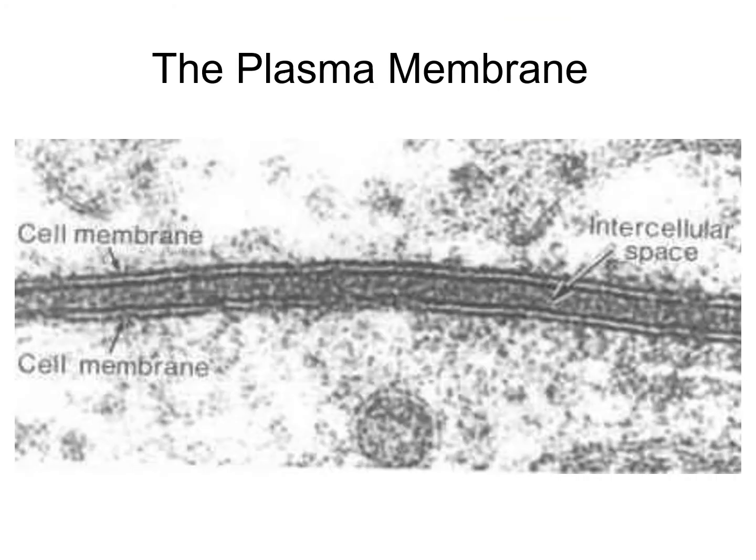This image here shows two plasma membranes. And again, we can see those two dark lines that represent the hydrophilic heads. And we can also see the space in between the cells. And that intercellular space would be filled up with proteins of the extracellular matrix. And they act as a glue to hold the cells together.